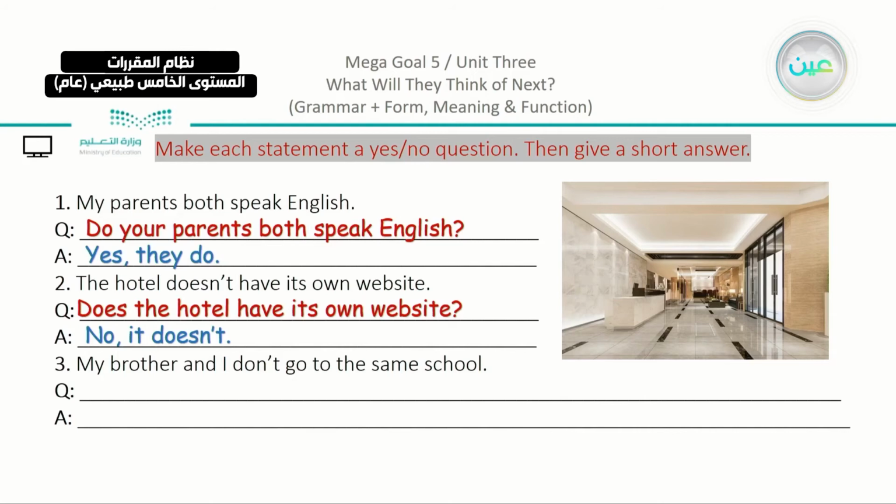My brother and I don't go to the same school. We have here me and my brother, so we are plural. The question is going to be, do you and your brother go to the same school? And the answer is no, we don't, because we have our negative.